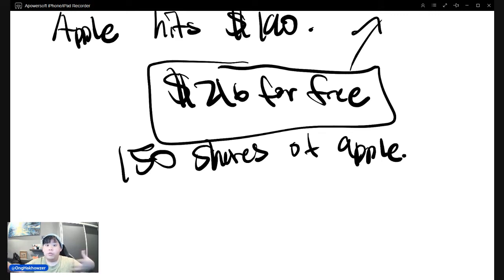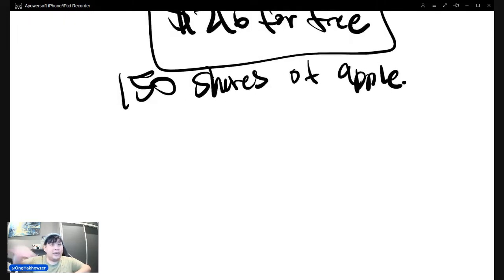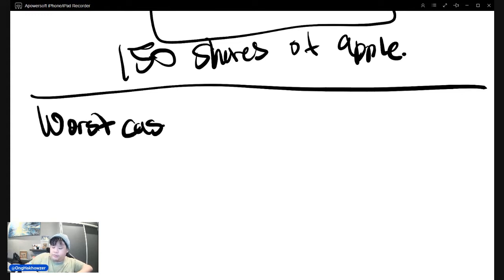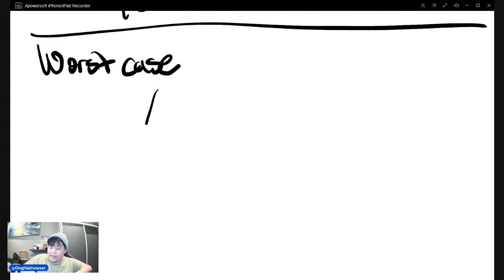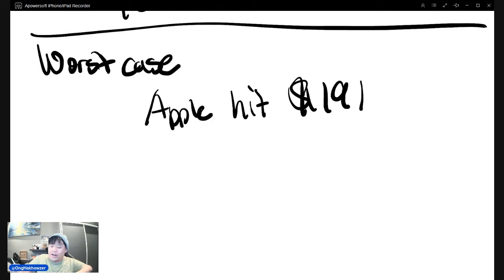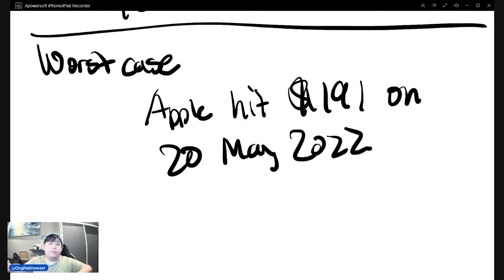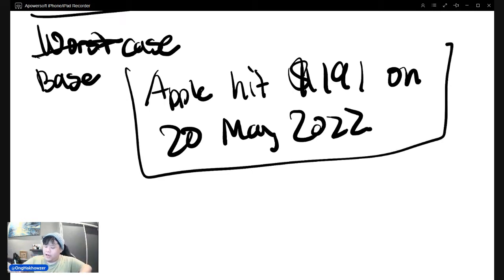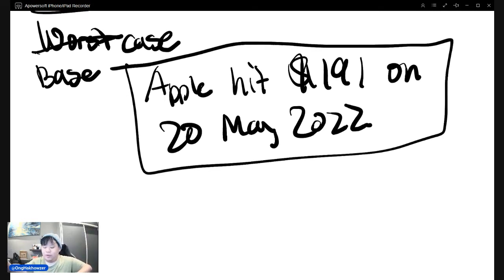I'm not sure about your own portfolio, so it might work for you, but you do need to do your own research for this. Okay, so let's say this is the good part. Now let's just say the worst case. Basically, Apple hit $191 on 20th May 2022. If this happened, well, I won't call it the worst case, I will say base case. This is what happened. Apple hit $191 on the 20th of May.